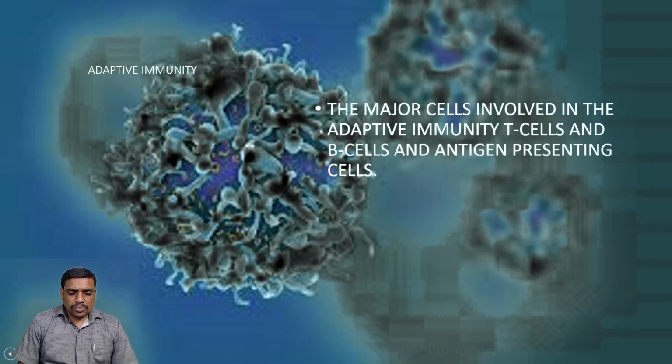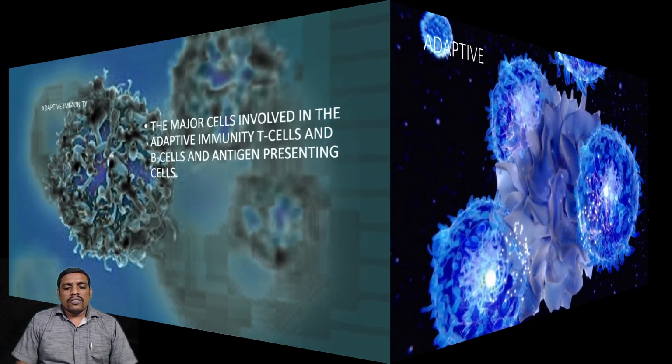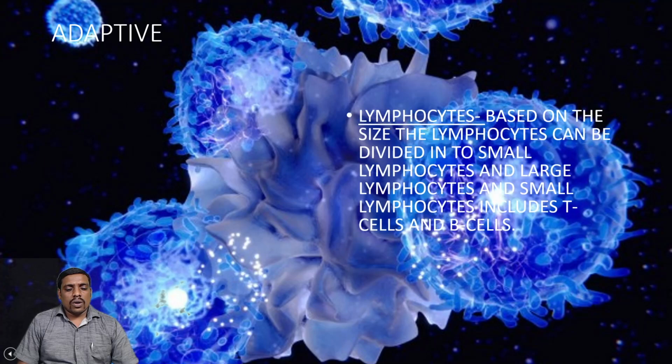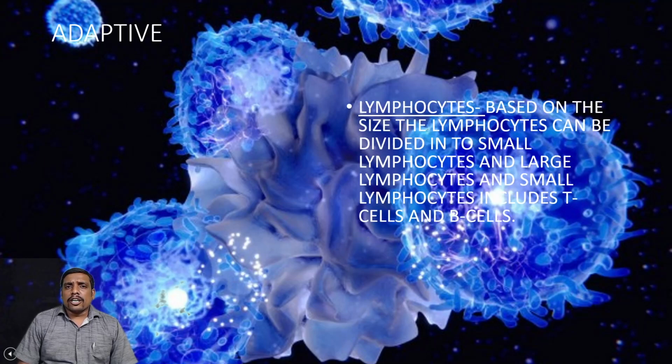Let us see. The major cells which are involved in adaptive immunity are T cells and B cells. Already I told you about T lymphocytes and B lymphocytes, and the antigen presenting cells in our body. Even the antigen presenting cells are one of the types of these cells. So adaptive immunity depends upon three different types of cells: T cells, B cells and antigen presenting cells.